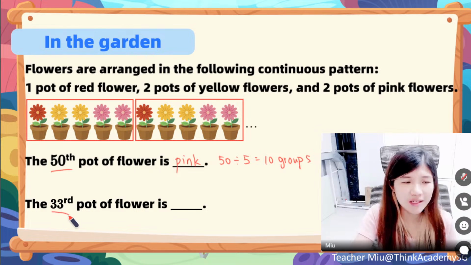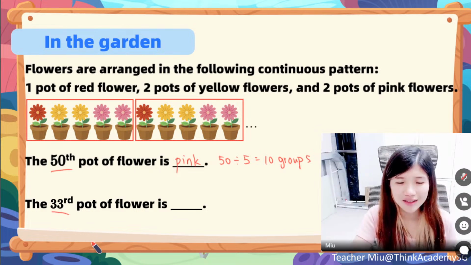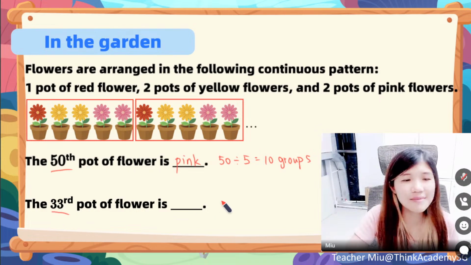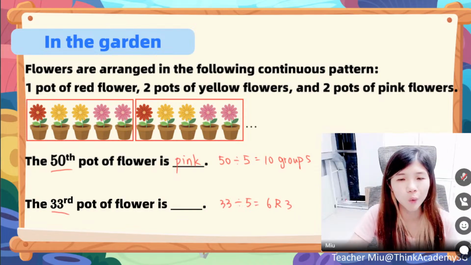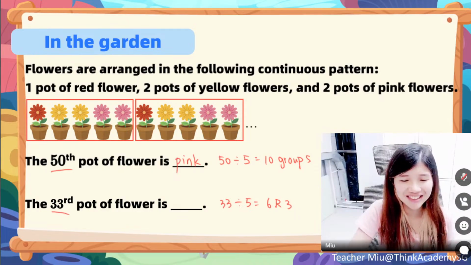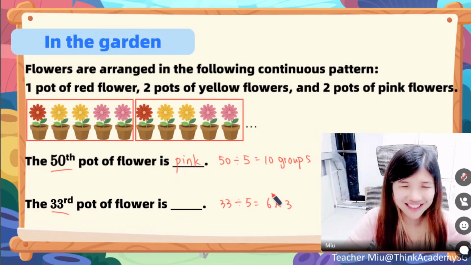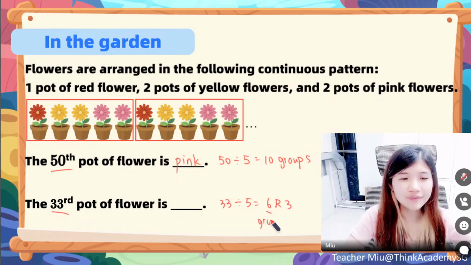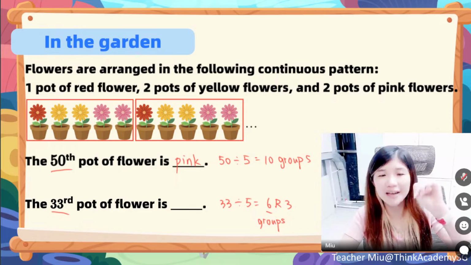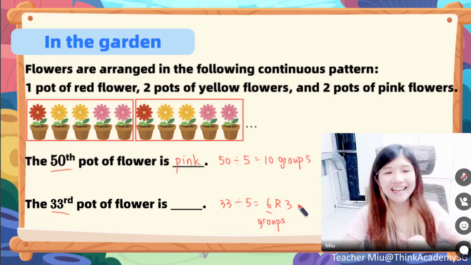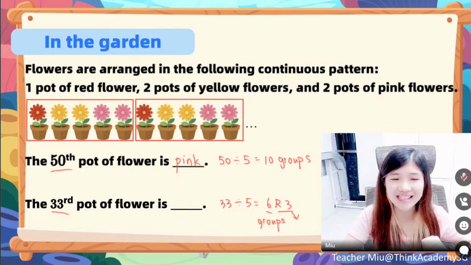What about the 33rd? With the same method, we find 33 divided by 5 gives 6 remainder 3. What does 6 mean? 6 means 6 groups. That means we have 6 groups of red, yellow, yellow, pink, pink, but you still got 3 remaining.